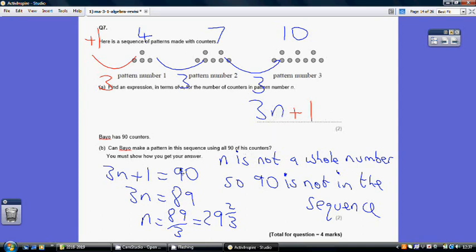So 3n plus 1 equaling 90. Can we solve that to get a whole value for n? So take away 1 from both sides, divide by 3, we get n being 29 2/3. So n is not a whole number, so 90 is not in the sequence.